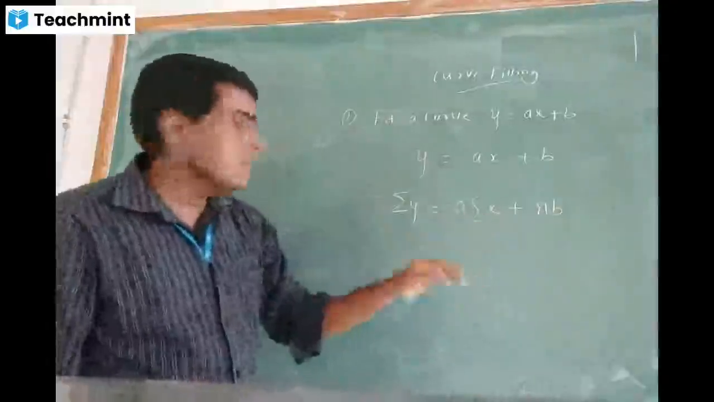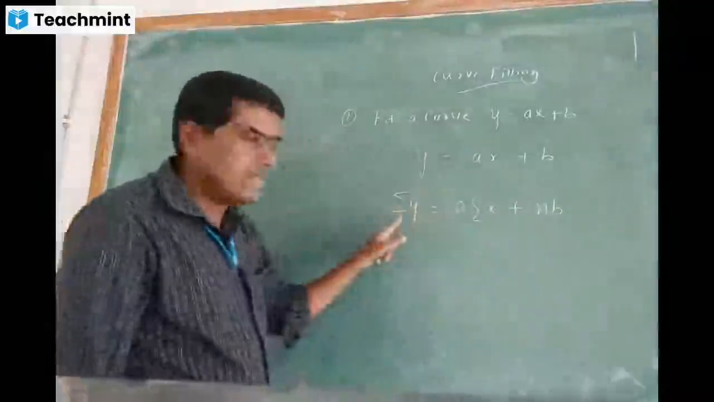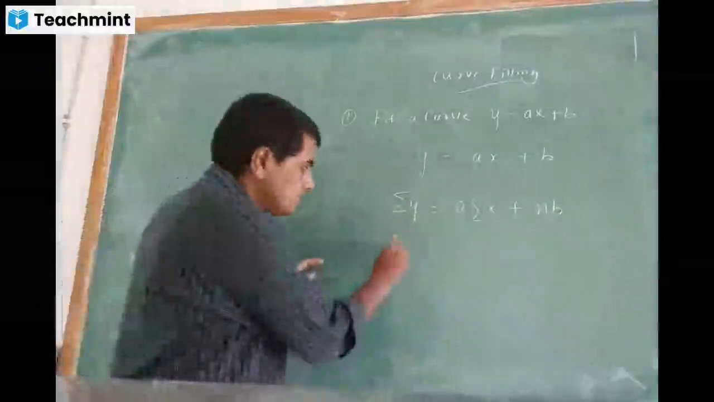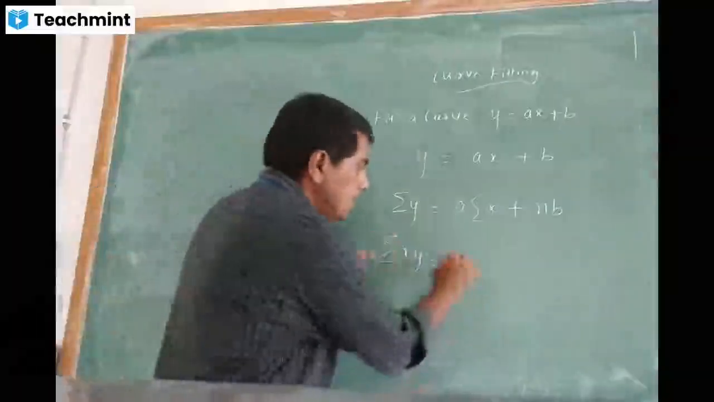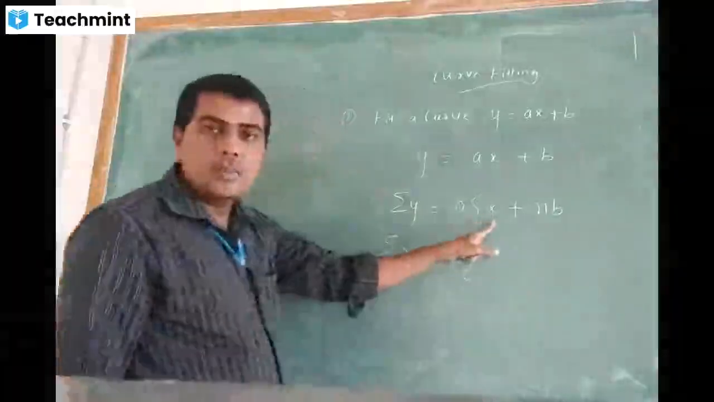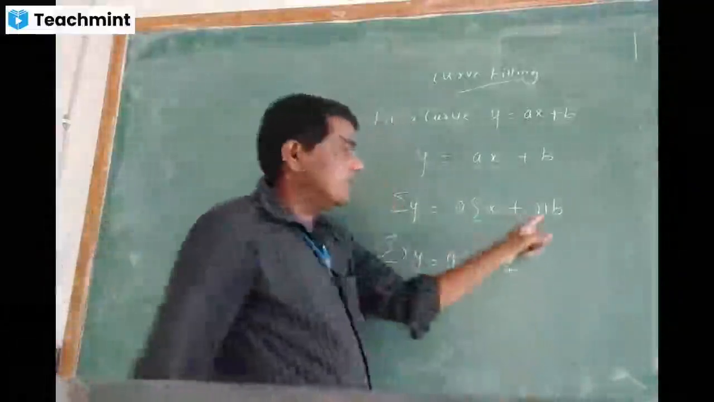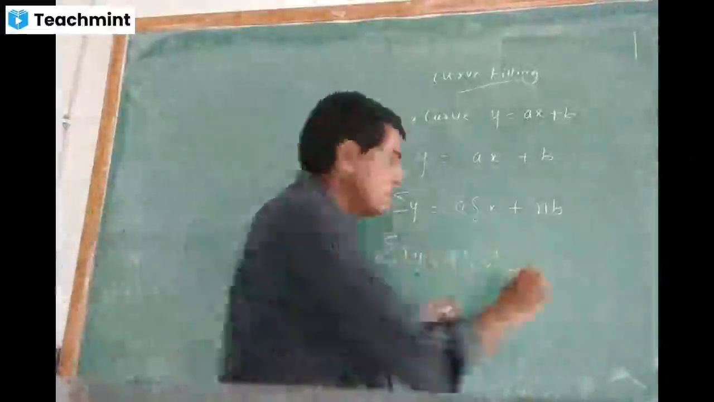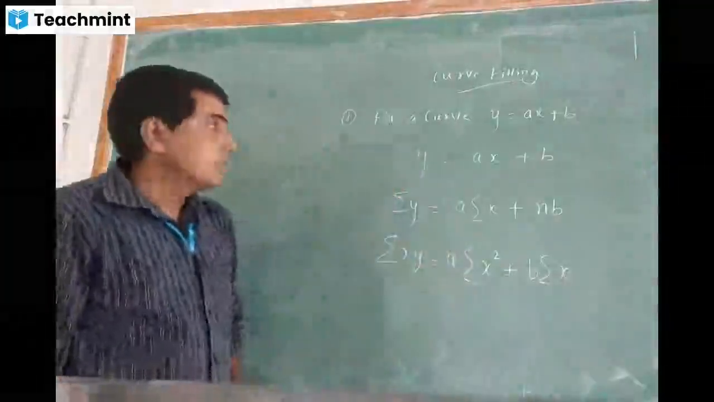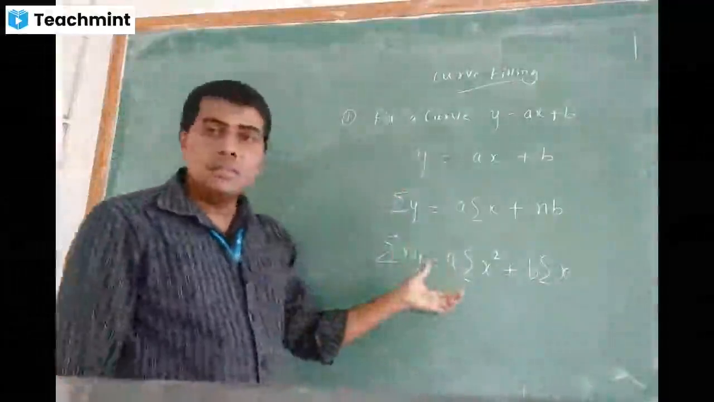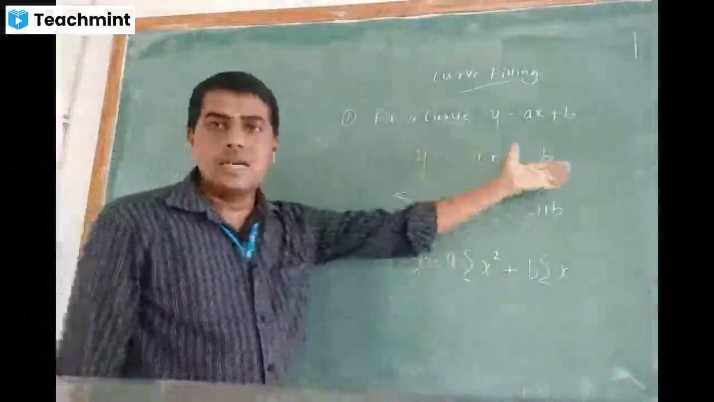Next, for the second normal equation, just multiply the equation by x. If I multiply by x, this term will become x y is equal to a summation x square plus b summation x. This is the way of remembering the normal equations. So these two are the normal equations for the straight line.